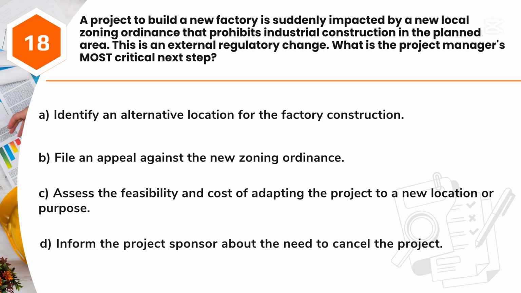A. Identify an alternative location for the factory construction. B. File an appeal against the new zoning ordinance. C. Assess the feasibility and cost of adapting the project to a new location or purpose. D. Inform the project sponsor about the need to cancel the project.